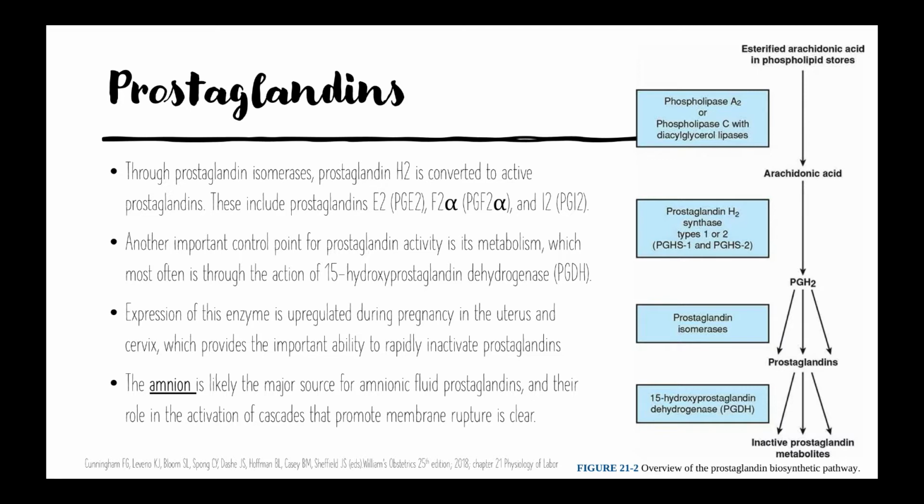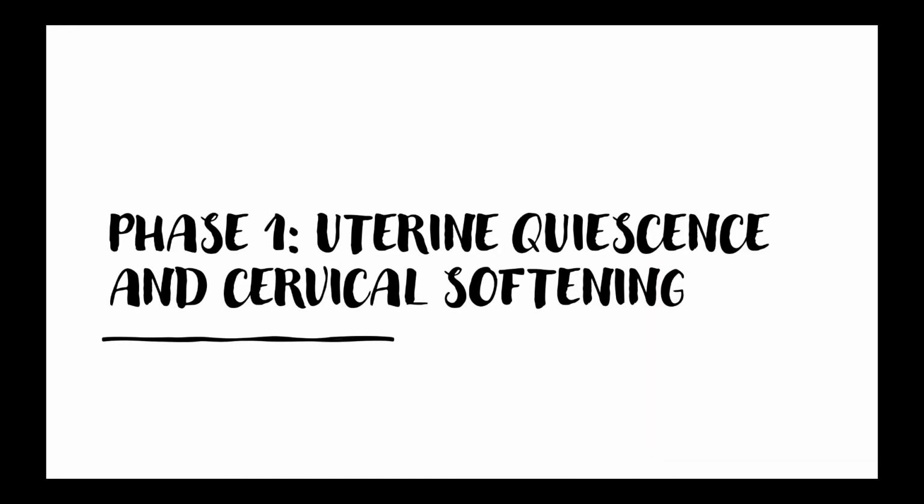to rapidly inactivate prostaglandins. Now, the amnion is likely the major source for amniotic fluid prostaglandins, and their role in the activation of cascades that promote membrane rupture is very clear. Now we go to phase 1, which is uterine quiescence and cervical softening.